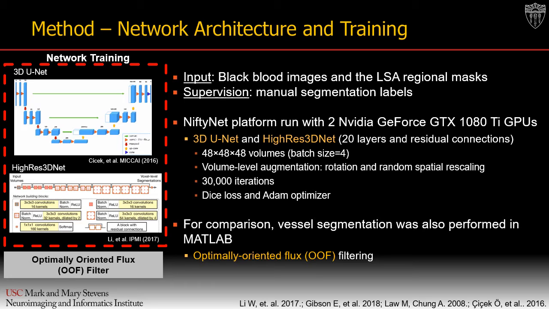For both networks, 48 by 48 by 48 volumes with a batch size of 4 were randomly extracted from the 3D preprocessed images for training. Volume level augmentation was utilized, including rotation and random spatial rescaling. The training process was performed with 30,000 iterations using dice loss and the Adam optimizer.